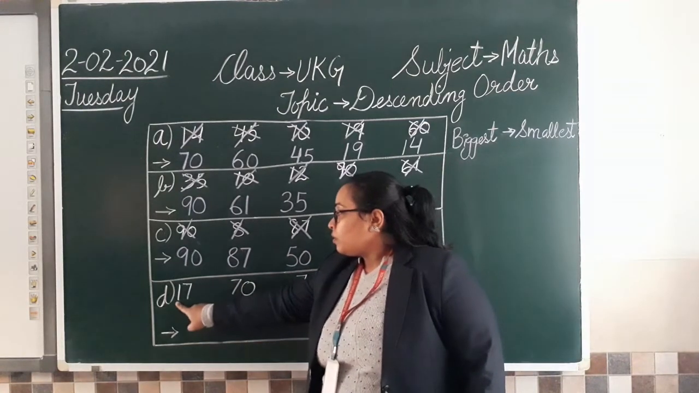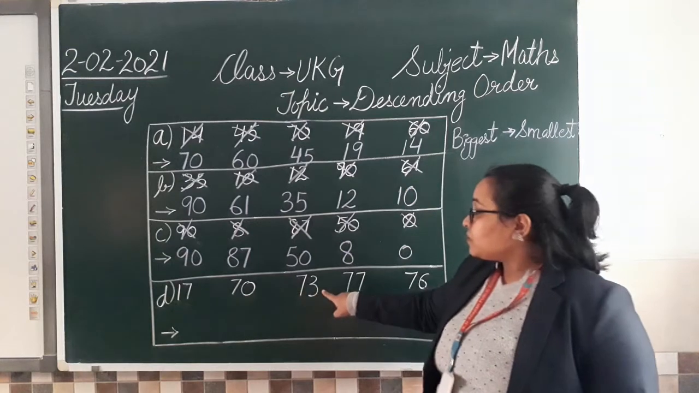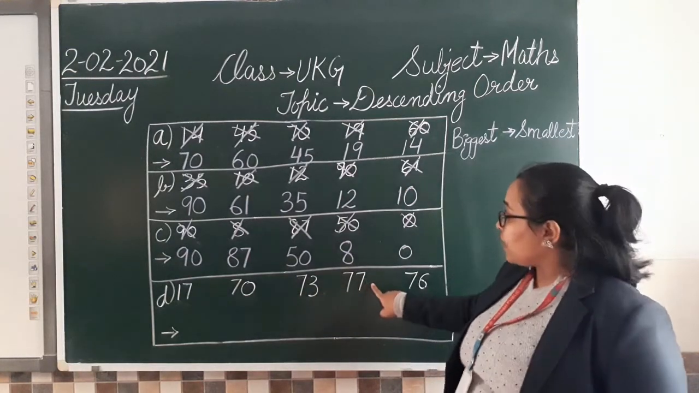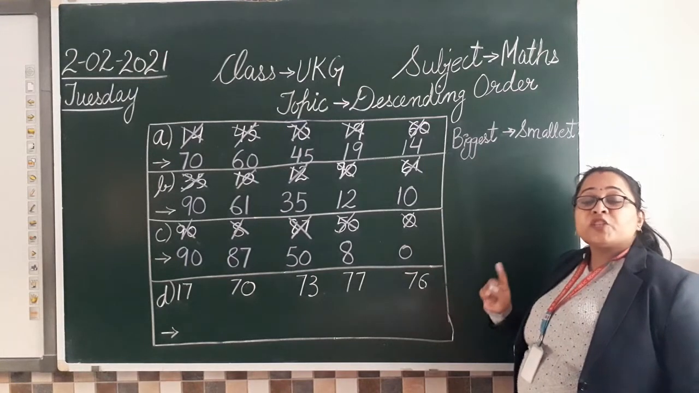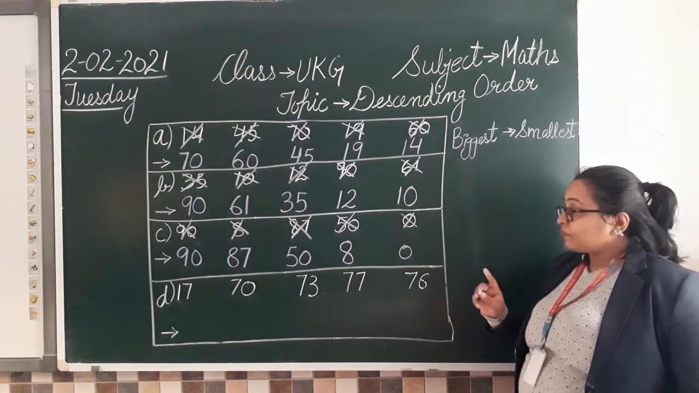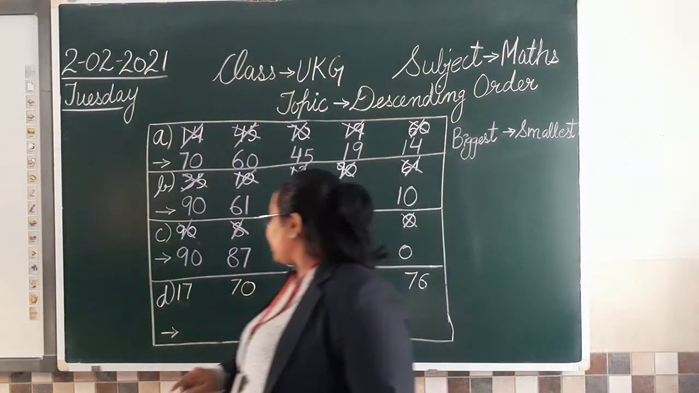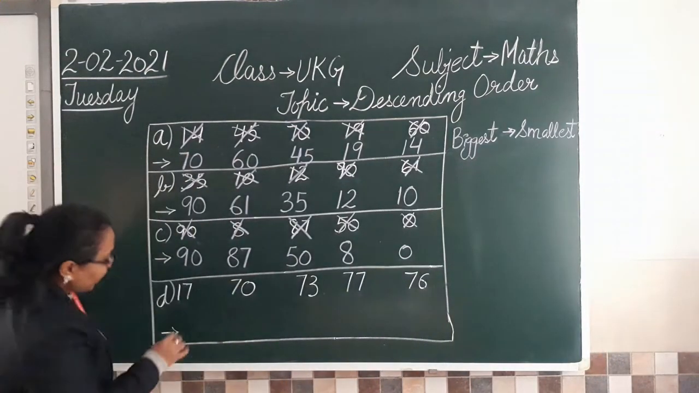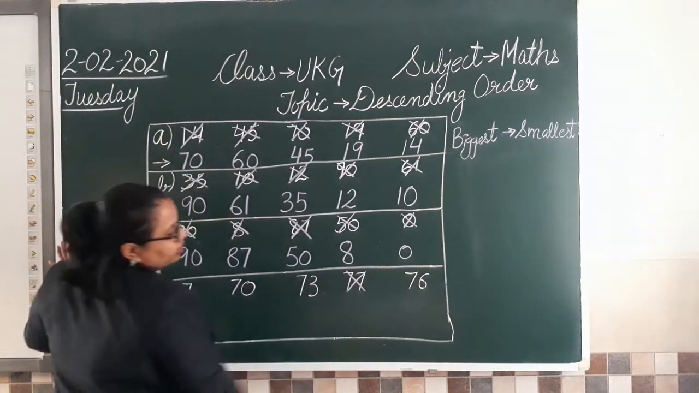17, 70, 73, 77 and 76. So which is the biggest? 77 is the biggest. Yes, very good. So now let's copy that. So 77 and cross it here.